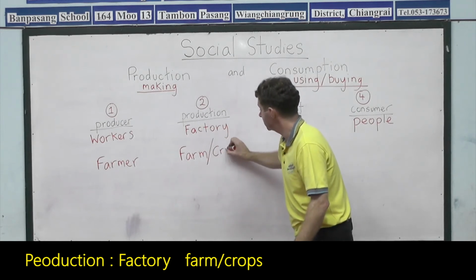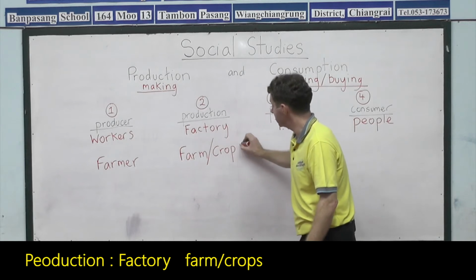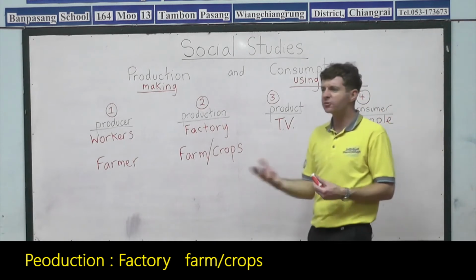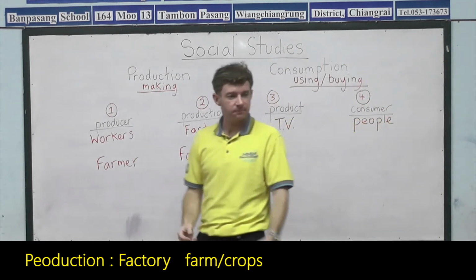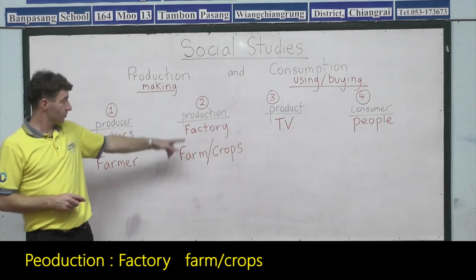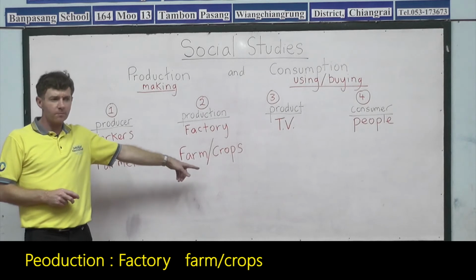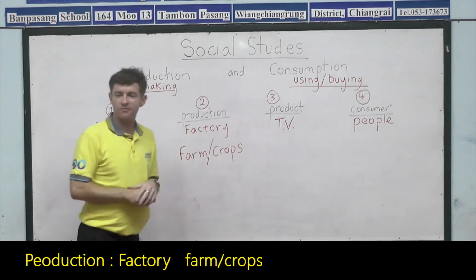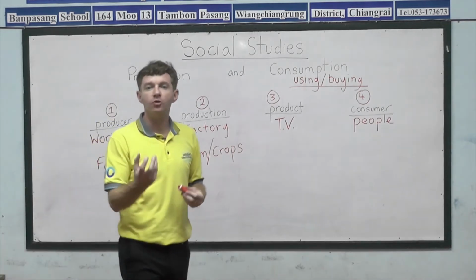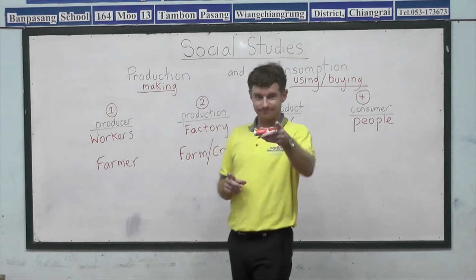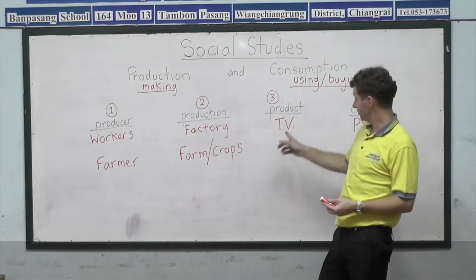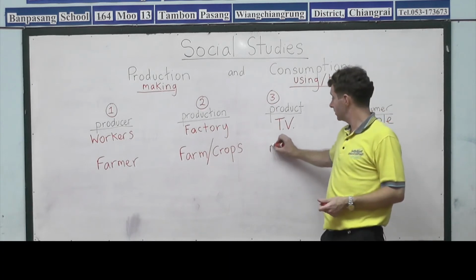And we'll use another word because what does he farm? Crops. C-R-O-P-S. What's the product? What does the farmer do? What does he make? The farmer is the producer. The production is the farm or the crops. So what is made at the farm? What's the product? Think about what you eat every day. Rice. Can we farm rice? Yes. So rice can be the product.